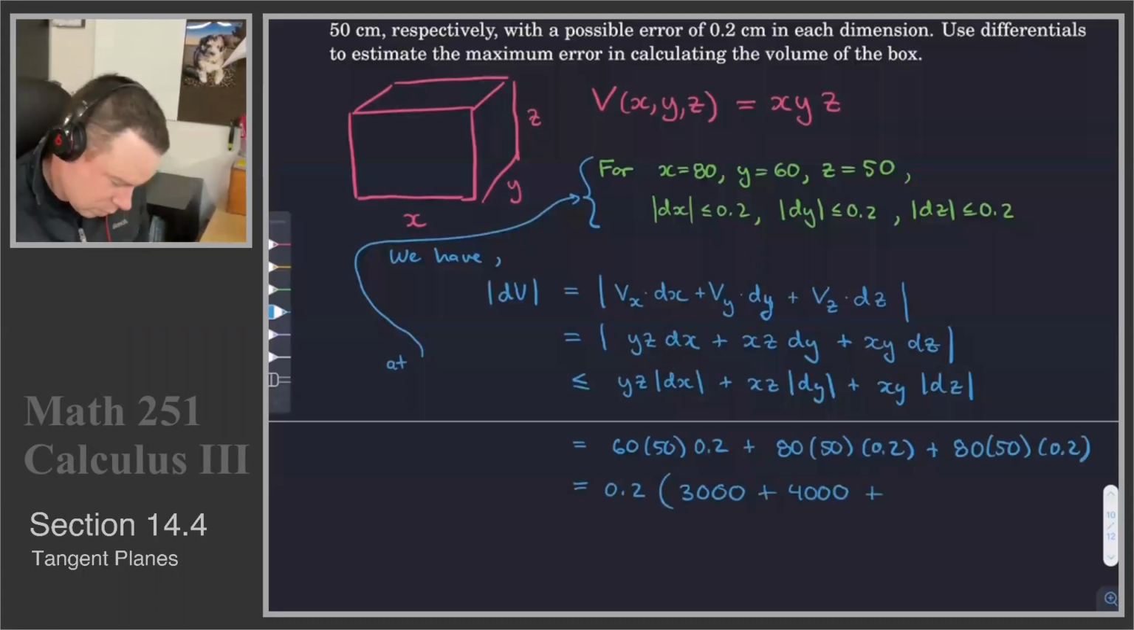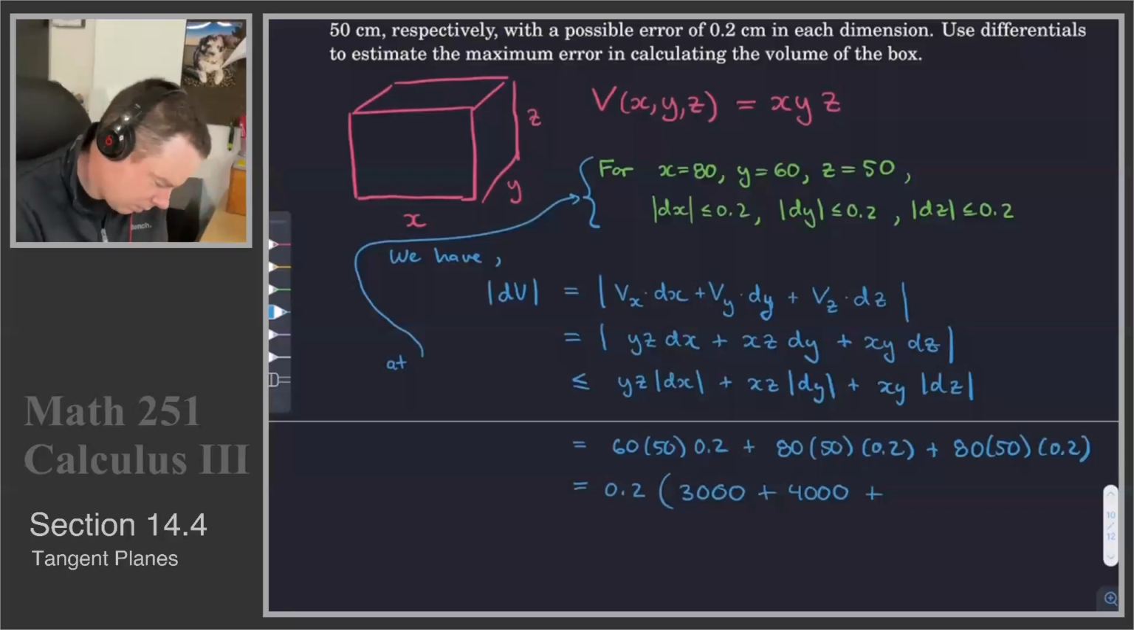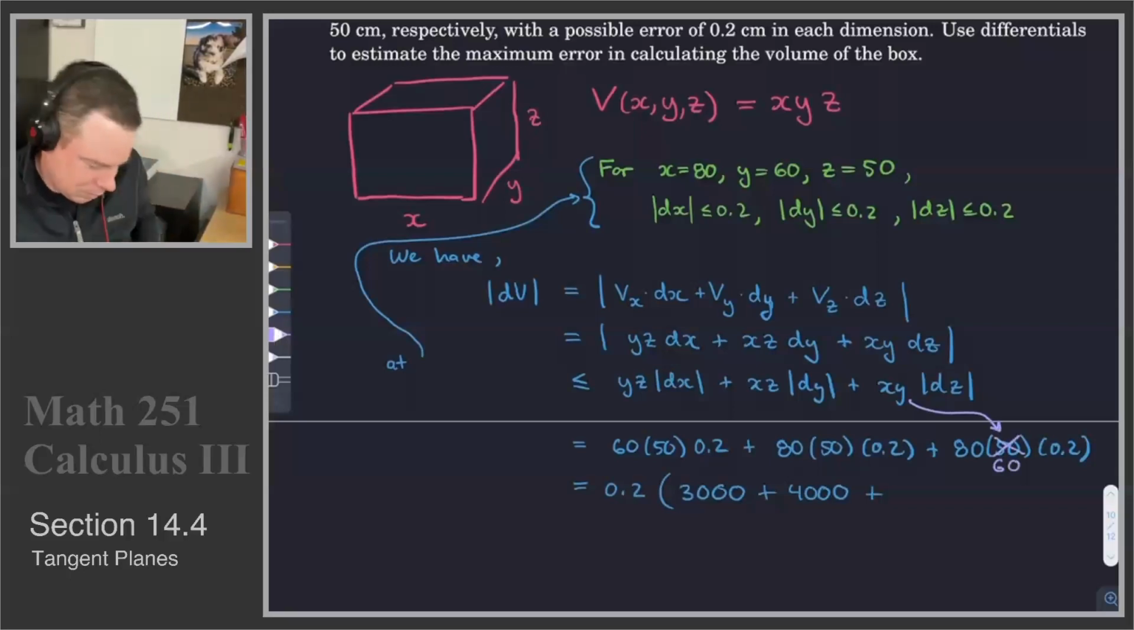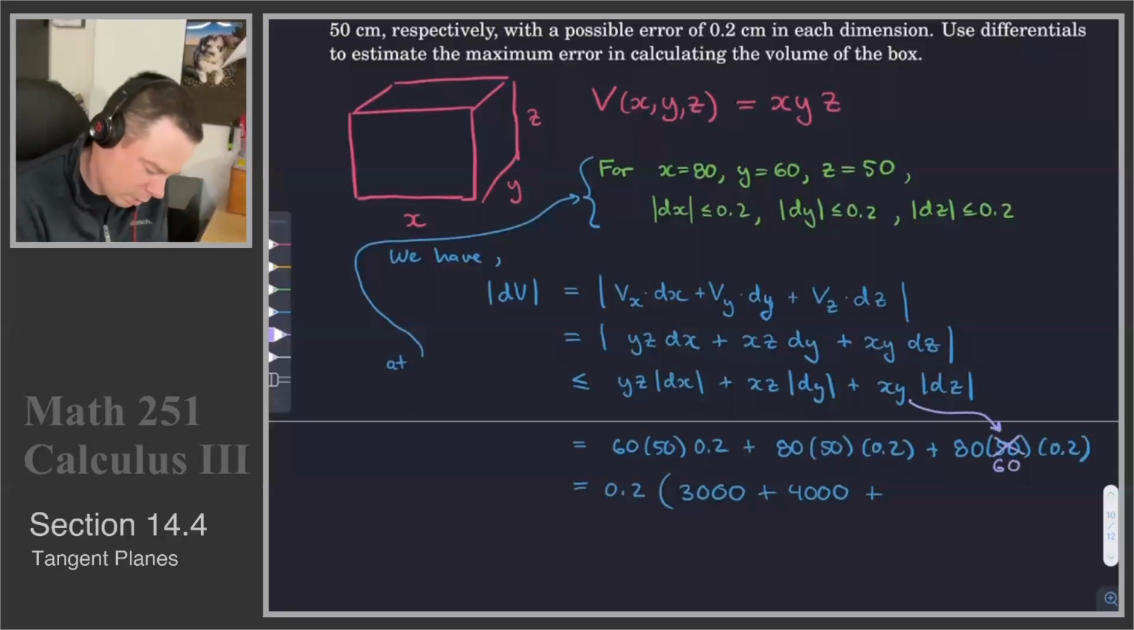Oops, I might have used the same value in the wrong spot. Sorry, it looks like I've used the same value in two different spots. I better check this. Z was 50. That's where I made a mistake right there. That should be a 60. So I just read the information above wrong. And so that would be then 4,800.